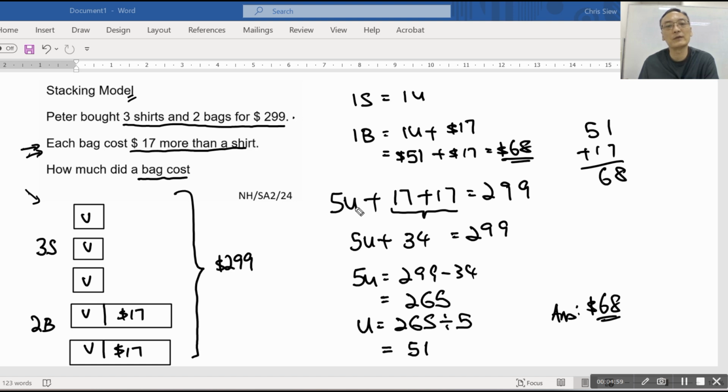Okay, the equation will be 5 units plus 34 equals 299. And from there, we solve for 1 unit. Right, 5 units is 299 minus 34, which will give us 265. From there, we divide this number by 5, and we know that 1 unit will cost us $51. Then we go back to find the cost of the bag. The bag is 1 unit plus 17. So we work out that 51 plus 17 will give us $68. And that's how we arrive at this answer.